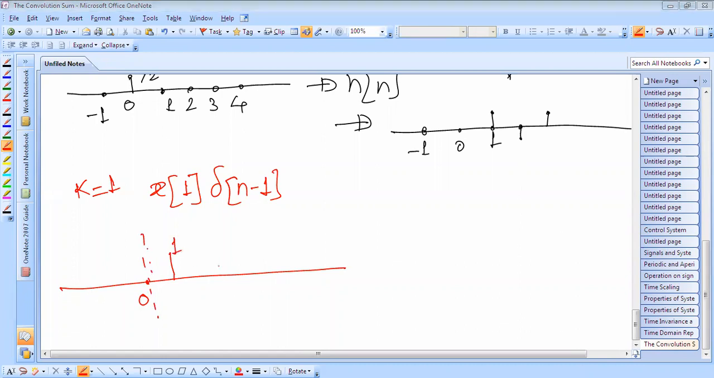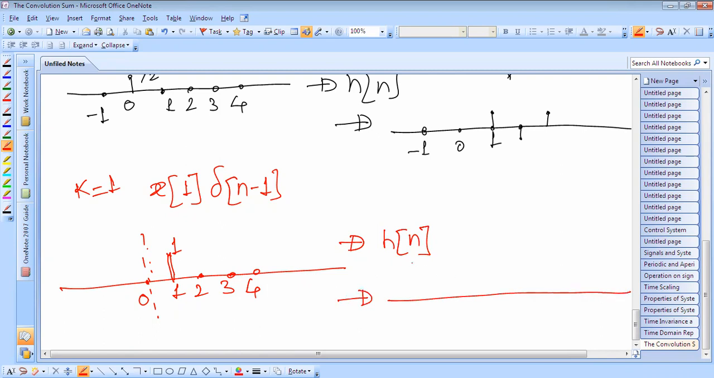So this value is 1 and the rest are 0. It's 1, 2, 3, 4. So this is the x of 1 into del of n minus 1, because we are seeing only this value, x of 1 value. Similarly, here h of n, that is impulse response, we get for k is equal to 1 the signals. This is 0, this is -1, and this is now 1. 1 will get the half.